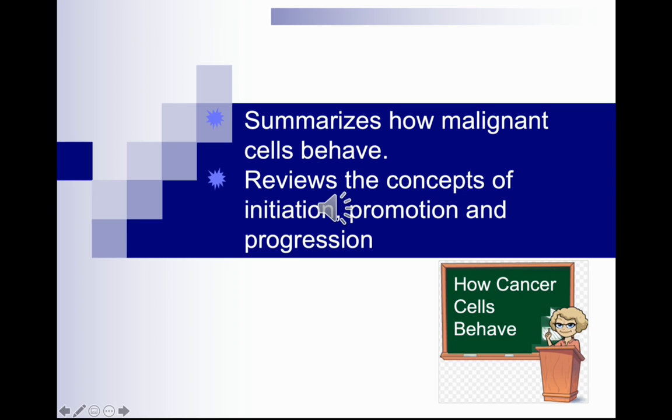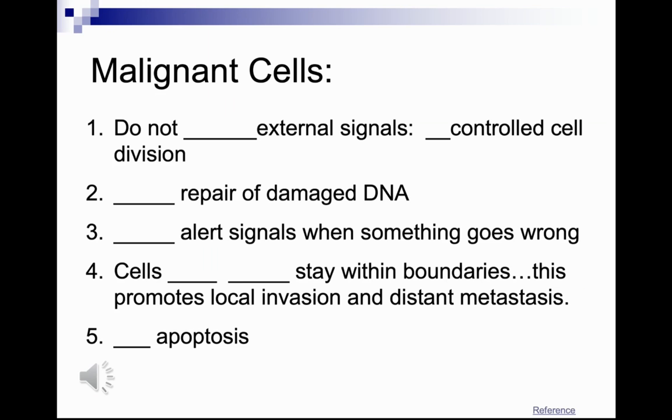Now let's summarize how malignant cells behave, and let's review the concepts of initiation, promotion, and progression. Malignant cells do not respond to external signals. There's no controlled cell division, no braking. Malignant cells do not repair damaged DNA. Malignant cells have no alert signals when something goes wrong. Malignant cells do not stay within boundaries. This promotes local invasion and distant metastasis. And malignant cells do not undergo apoptosis.